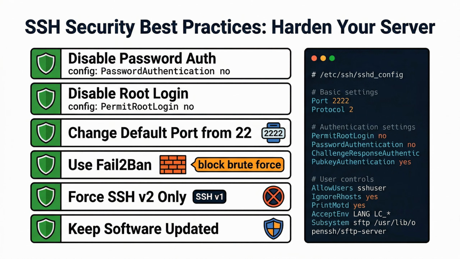Fourth, use fail2ban to automatically block IPs with too many failed attempts. Fifth, always use SSH version 2. And sixth, keep your SSH server and client software updated. These aren't optional on production environments. They're the minimum baseline to keep your servers safe.